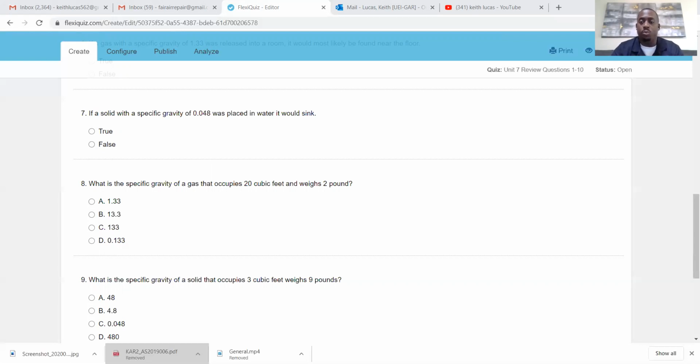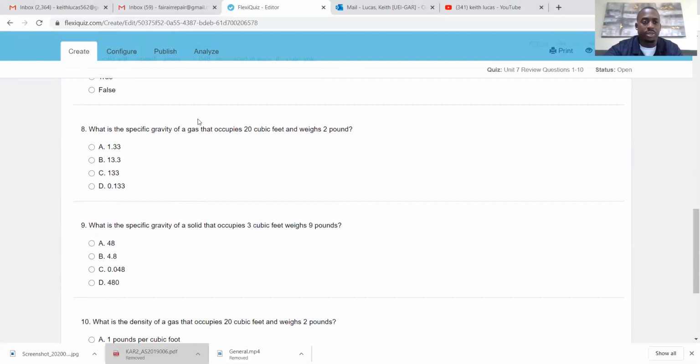Solids are compared to water. The specific gravity of a solid is compared to water. The specific gravity of a gas is compared to air. So any solid with a heavier specific gravity than 1 will sink in water. Any gas with a heavier specific gravity than 1 will fall to the floor in a room full of air. So number 7 is false. Something that light would not sink, it would float.